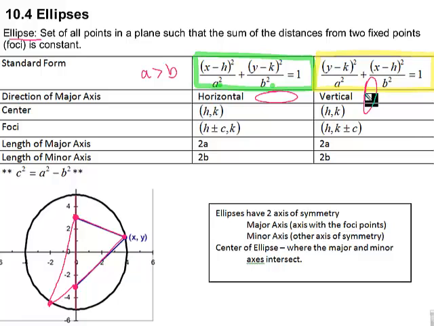This, though, has the same center as a circle. So notice the center for both of them is (h, k). That's the same idea as for the circle. That was the same idea as the vertex for our parabola. And then we have foci points.